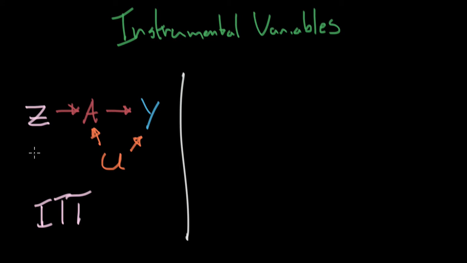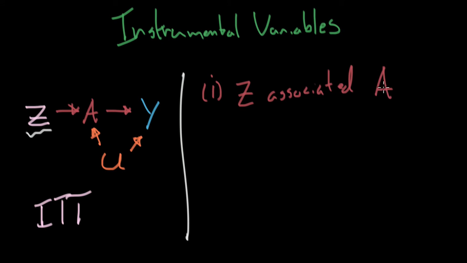The instrumental variable in our example would be Z. Now there are three very, very important things that we need to know about Z. So there are three assumptions that we need to have. Assumption number one: Z is associated with A. It's associated with the actual treatment that we are interested in. So Z needs to be associated with A.